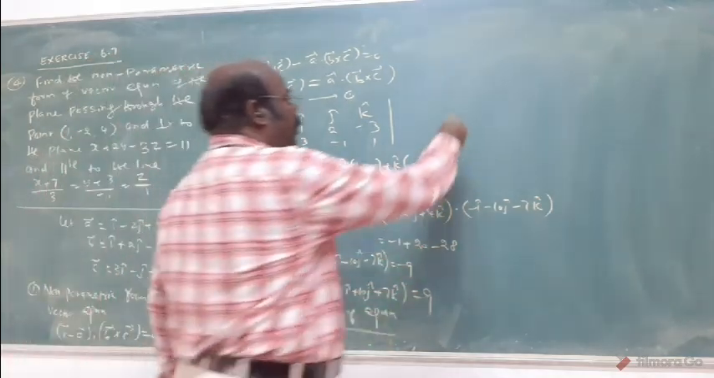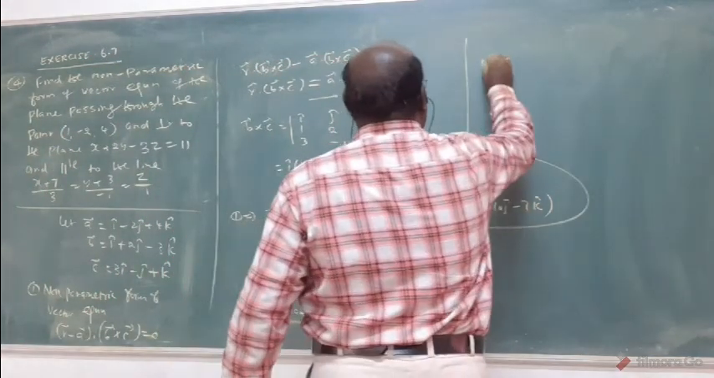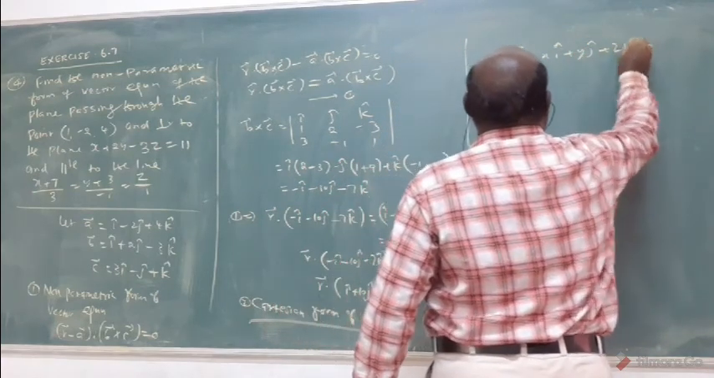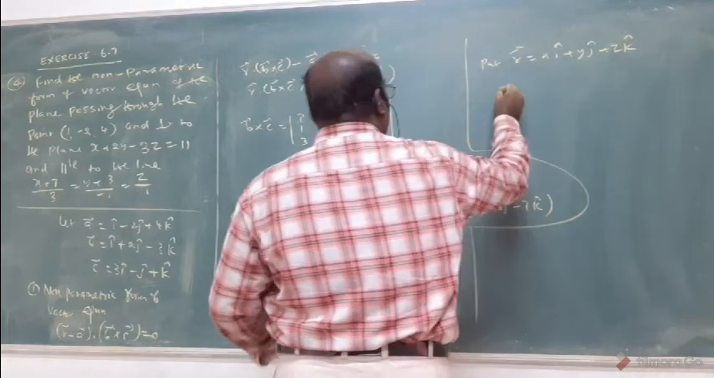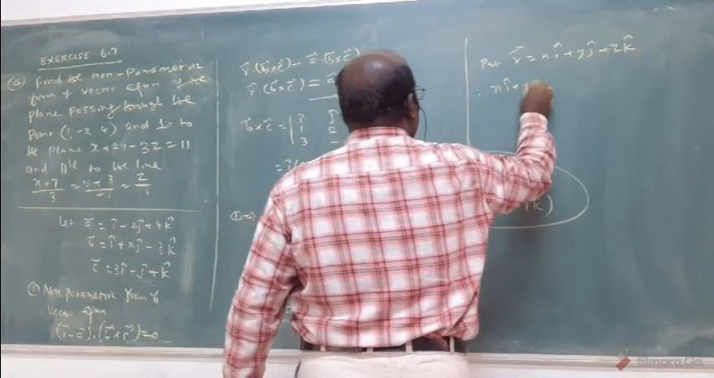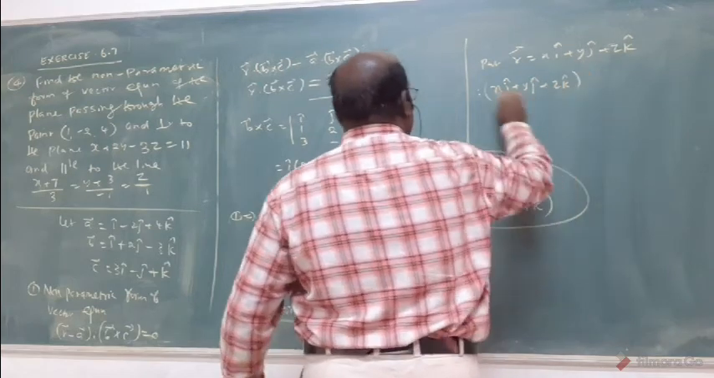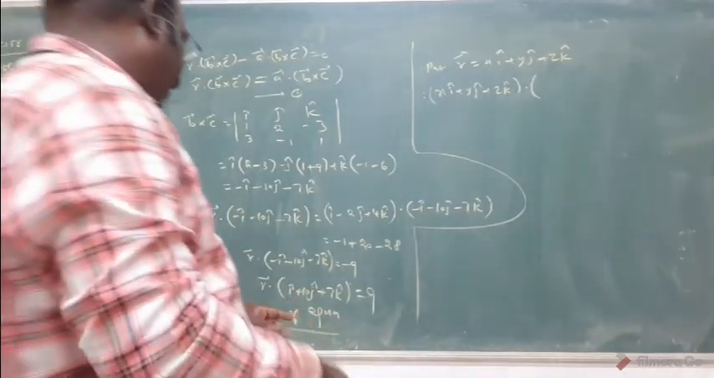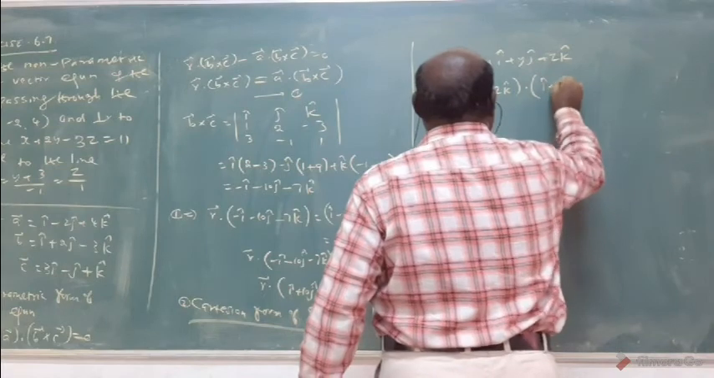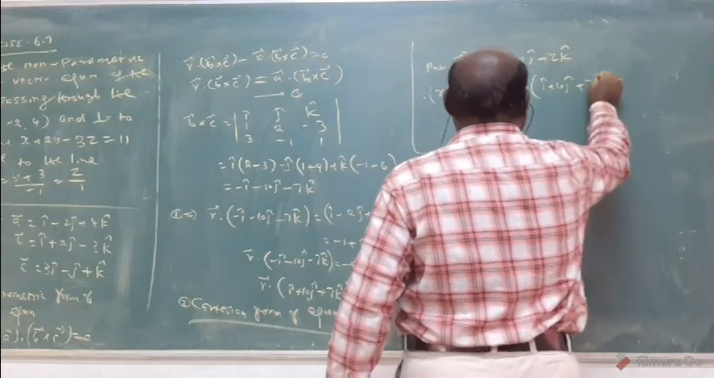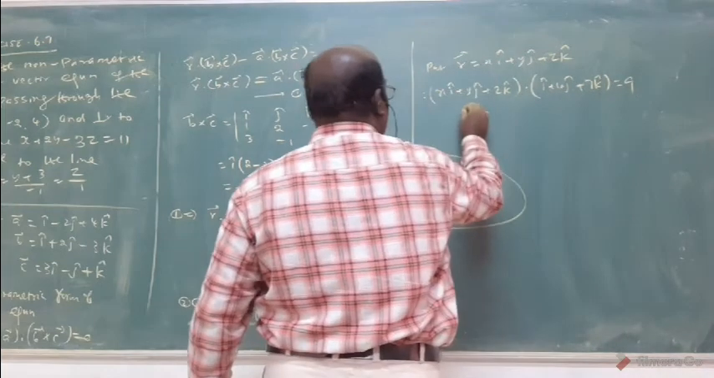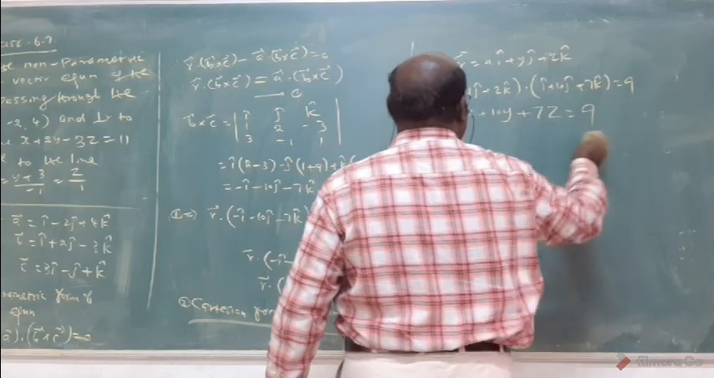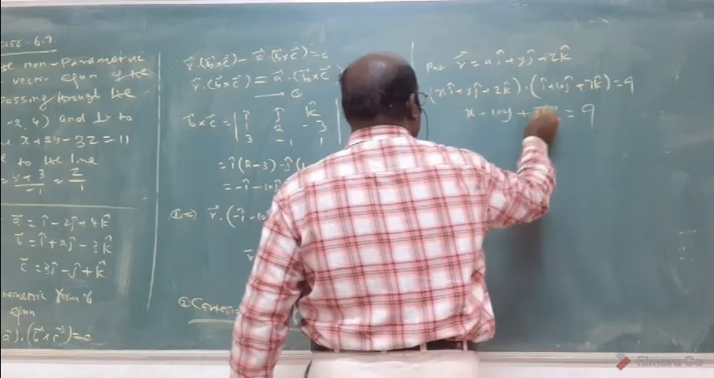Put r vector equal to x i cap, y j cap, z k cap. Substitute. Therefore, x i cap, y j cap, z k cap dot the normal vector, i cap plus 10 j cap plus 7 k cap, equals 9. Now multiply: x plus 10y plus 7z equal to 9. Am I right? This is easy for you.